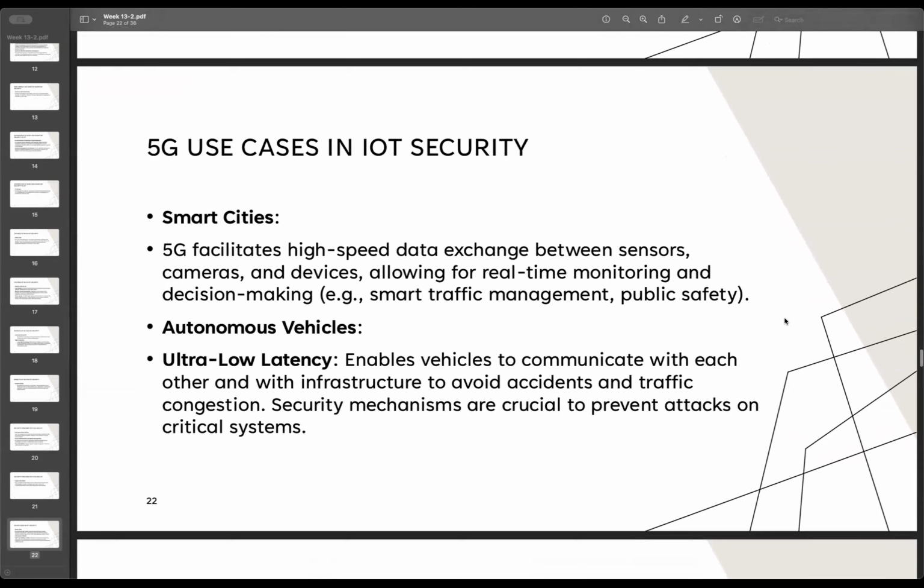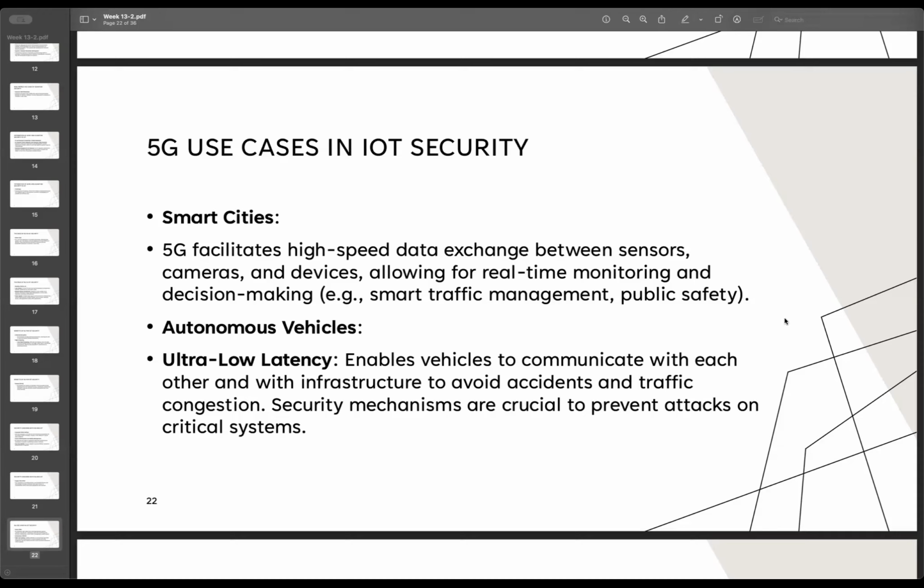Just to give a case study example, let's say in a smart city, there is high-speed data exchange between sensors, cameras and devices. This allows real-time monitoring and decision making, for example smart traffic management. We can capture that a traffic light in a certain direction is not that busy, or that it's peak hour. Or for public safety, such as pedestrians who need to cross, we can use it for all this, or for autonomous vehicles.